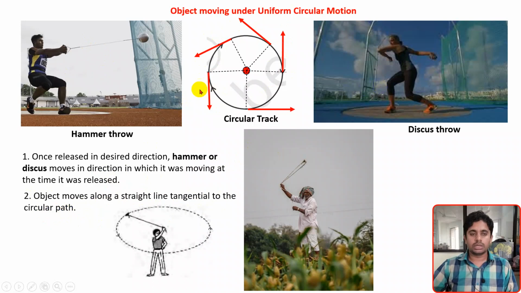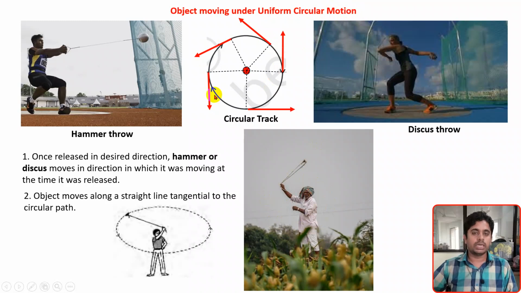So these are about the athletes. Similarly, in farms, the farmer also will put some stone into this, and with the use of this string they will do the circular motion, and that stone they will release at some particular position. They do this because birds will come into the farm and damage the crops. To take the birds away from the farm, the farmer is also doing uniform circular motion. So a hammer throw, disc throw, or the action done by the farmer in the farms are perfect examples of uniform circular motion.